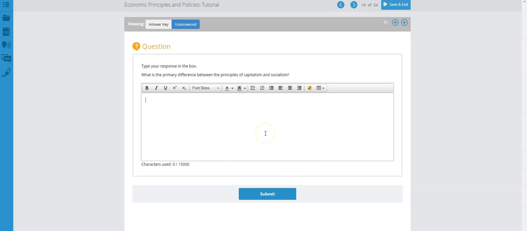Let's move on. We are now on page 19 of the Economic Principles and Policies tutorial. Here you're given a question and we need to answer it. The question is, what is the primary difference between the principle of capitalism and socialism? Please make sure that you go back to your notes. You've been taking notes, and you should have an easy answer for this question. If you're still stuck, use the internet and the resources provided to you. Make sure that you answer in your own words. Do not copy and paste. You should give us a couple of sentences to demonstrate to the teacher that you know the ideas of capitalism and socialism.